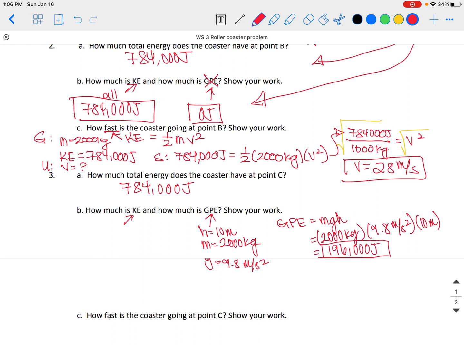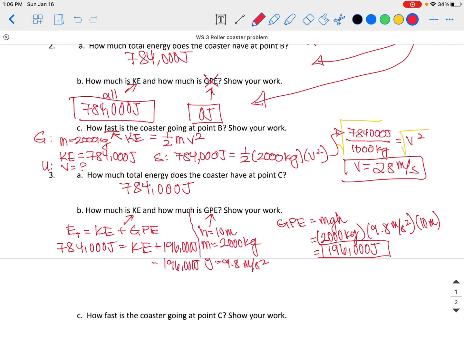If this is my gravitational potential energy, my kinetic energy is going to be 784,000 joules minus my gravitational potential energy. So all we have to do is take our total. E total is equal to kinetic energy plus gravitational potential energy. If my total is 784,000 joules, I can solve for kinetic energy by subtracting the 196,000 joules.